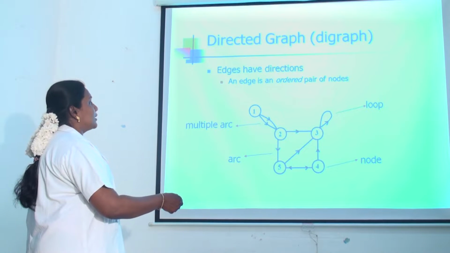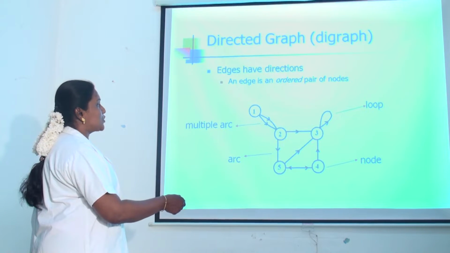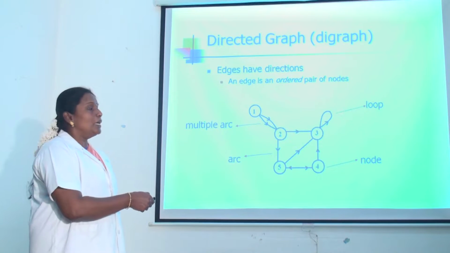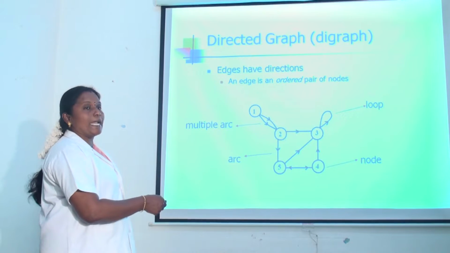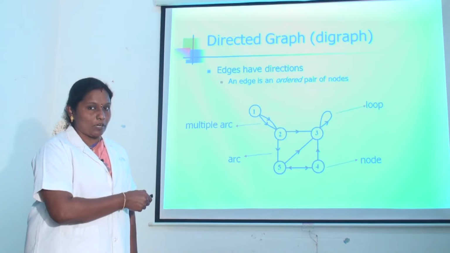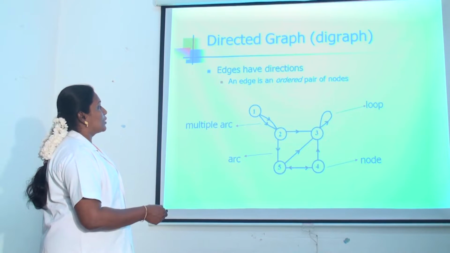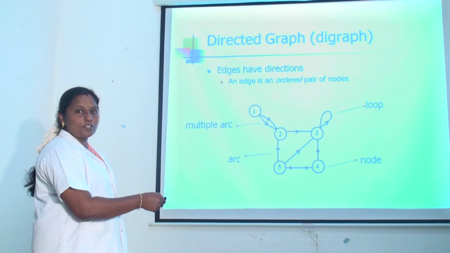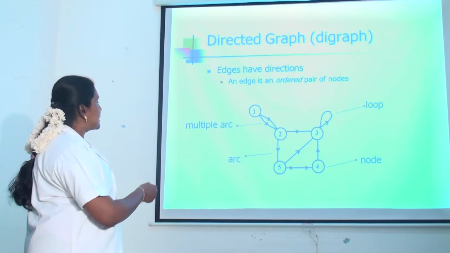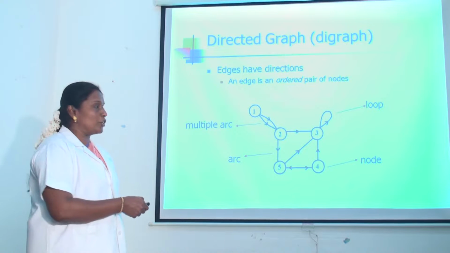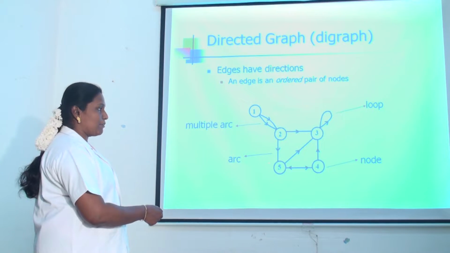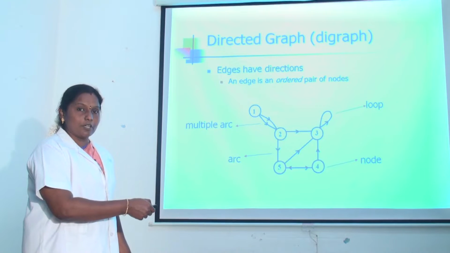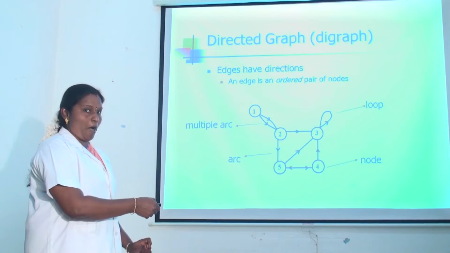Similarly, at point 3 we have a loop. What is the meaning of loop? Here the starting point and the ending point are equal, which is called a loop. The loop starts and ends with the same vertex. Here the multiple edges are also denoted by multiple arcs. Simply, an arc is denoted by a node or, simply, points.